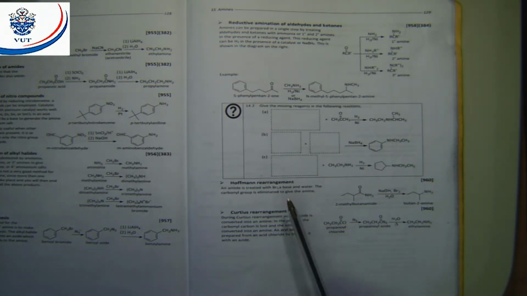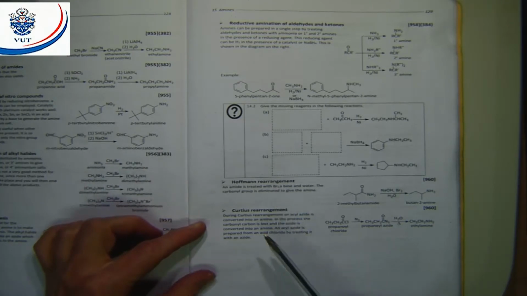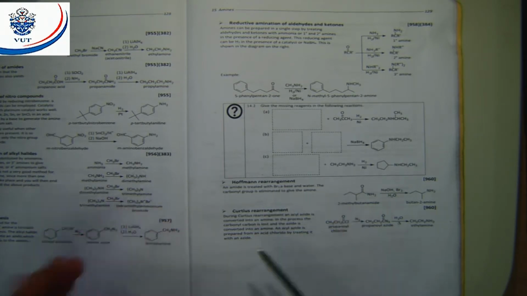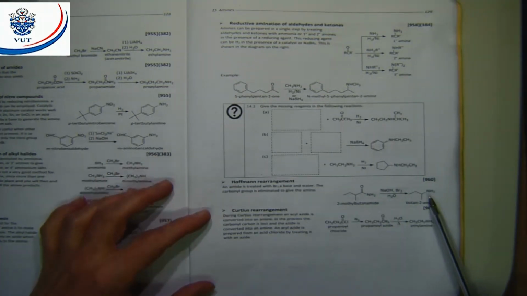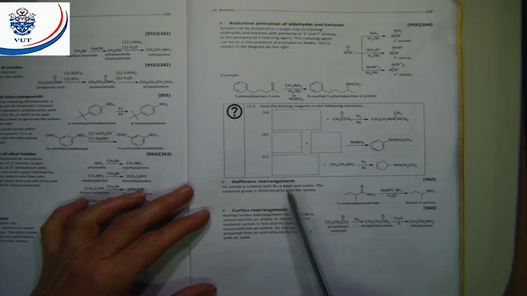And then two very important preparation methods for our amines are the Hofmann rearrangement and the Curtius rearrangement reaction. The processes are very similar, but we start with two different starting materials. With the Hofmann rearrangement, we start with an amide. With the Curtius rearrangement, you will always see an azide.